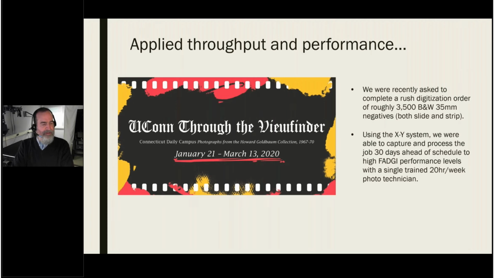Here's an example of how this system's throughput and imaging performance were applied to a sudden rush order that we had towards the end of 2019. We were able to capture, process, and deliver roughly 3,500 black and white 35mm slide and strip film negatives to high FADGI performance levels 30 days ahead of schedule, using the labor of a single trained 20-hour-per-week photo technician.